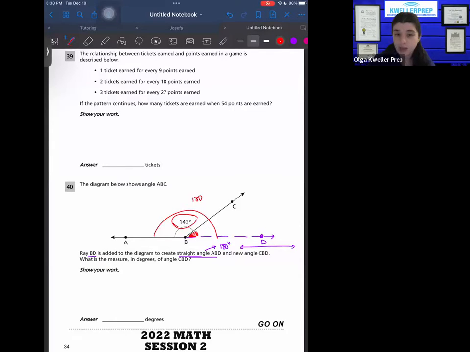We have to subtract. So to show your work, we would then have to say 180 minus 143. And then we just have to show our work for that subtraction. So I can't take 3 away from 0. So I borrow, and I get 10 minus 3, which gives me 7. And then 7 minus 4 gives me 3. And then the 1 just goes away. So we end up with 37 degrees.